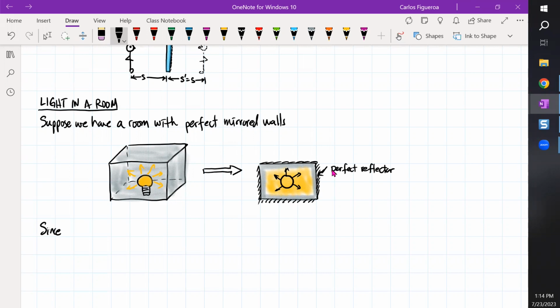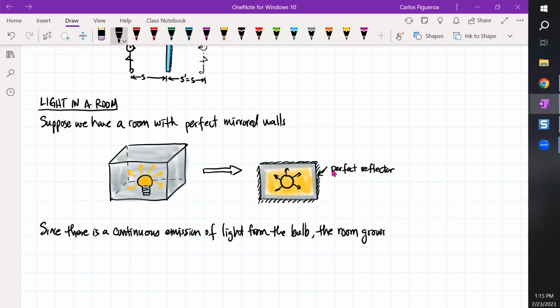Since there is a continuous emission of light from the bulb, the room grows brighter and brighter.